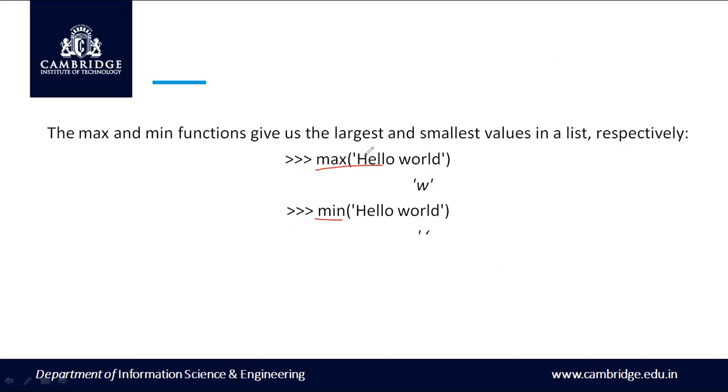So here you can see this example has the string hello world, and the max function returns the maximum, that is, the largest of the characters within the string. According to the hello world string, w has the largest value in the alphabets, so the answer will be w. Similarly for the min function, the same string hello world is passed. The minimum, that is, the least value, is the space. So you can see the space being returned as the answer for the function min.